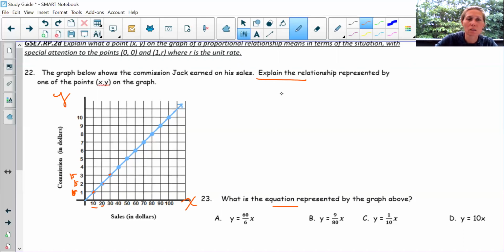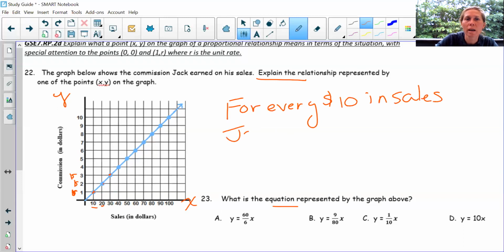So basically, for every $10 in sales, Jack earns $1 in commission. Basically, that's 10%. So for every $10 in sales, Jack earns $1 in commission. Okay? All right. Now, look at the next one.